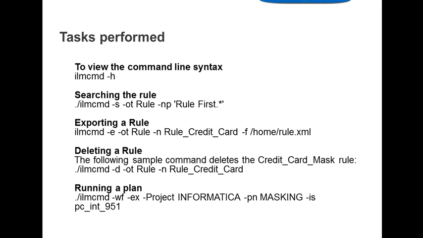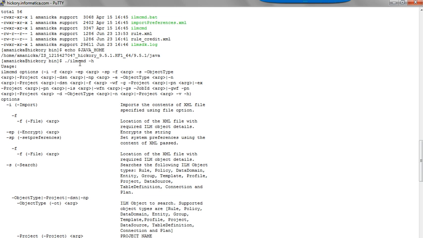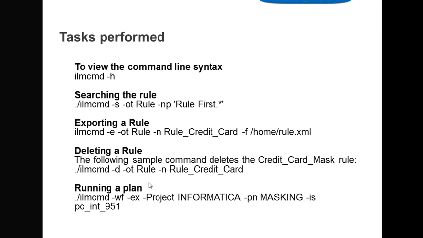The first thing is ilmcmd -h. This is going to show you the various parameters that can be used with this ilmcmd command. I ran this ilmcmd -h option, and it is showing the various options that we can use with the command.